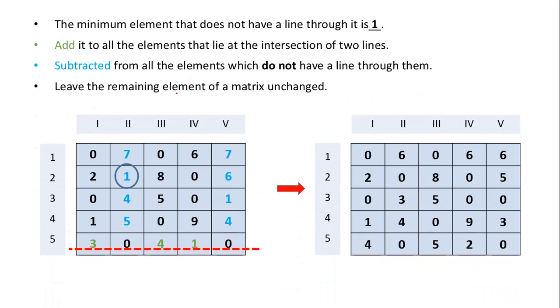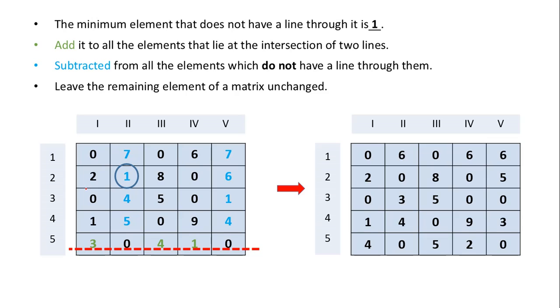Now we have to add value 1 to all the intersection elements, and subtract value 1 from the elements which do not have a line through them. For your convenience I have marked this one here, but we can also take this one. It doesn't make any difference. The ultimate table that you get will be the same.